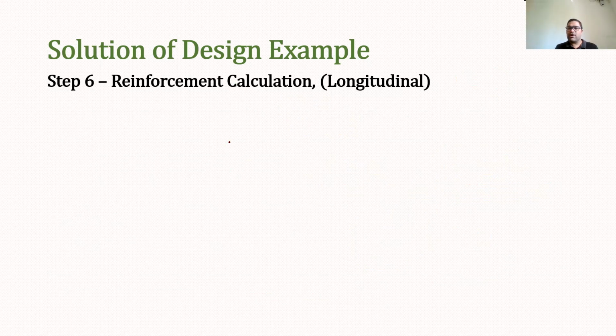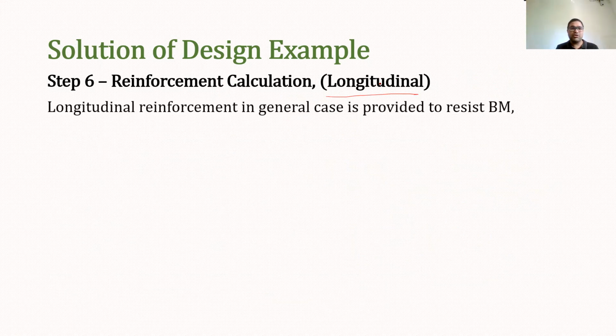We will be providing the reinforcement in our beam. So reinforcement will be provided in two forms. One will be along the length of lintel beam to resist the bending moment, and the second one in the form of stirrups to resist the shear force, which will be developing in the lintel beam. So here, first of all, we will calculate the longitudinal reinforcement to resist the bending moment.